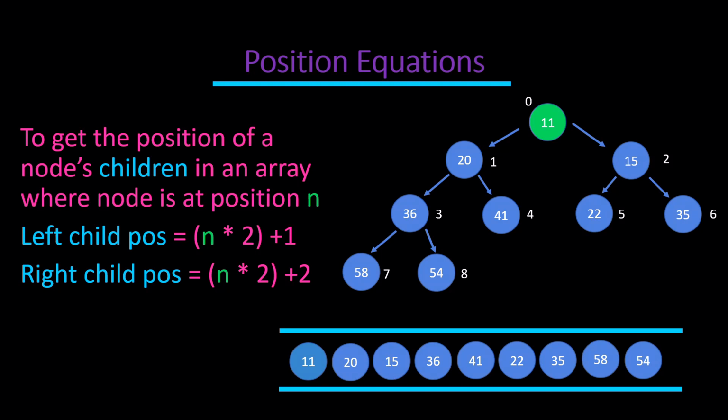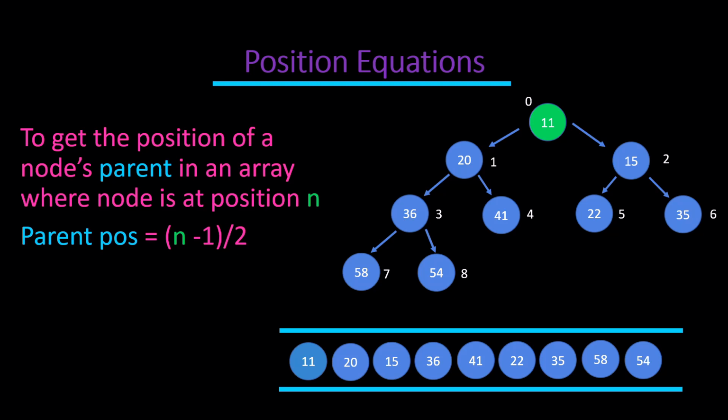The side effect of this relationship between a complete tree and an array is that we have very simple equations that we can use to find the position of a node's children or the position of a node's parent. To the left here, we have the equations to figure out the left and right child. For example, if I'm looking at the node in position 3 and I want to figure out where its left child is in the queue, I multiply it by 2, which gives me 6, and add 1, and its left child is at position 7 in the queue. With the right child, I just add 2 instead. And that is true for every node within this tree. On the flip side, if I want to find the position of a node's parent, I subtract 1 from its position and then divide it by 2.